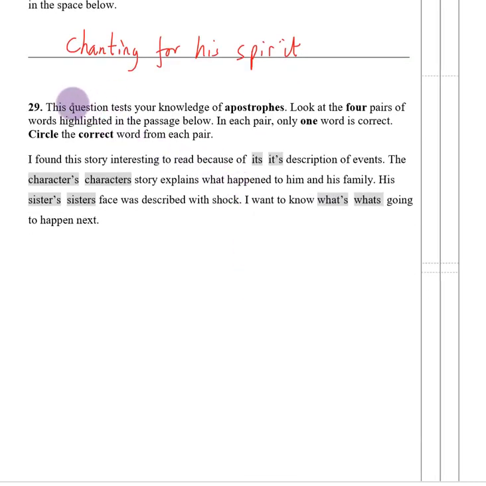And then finally, number 29, this question tests your knowledge of apostrophes. Look at the 4 pairs of words highlighted in the passage below. In each pair, only one word is correct. Circle the correct word for each pair. Apostrophes are used for omission and possession. Contractions, so things like don't, where the O has been taken out, or if someone owns something, like Sam's hat. These are the 2 times that we need apostrophes, for contractions or for possession.